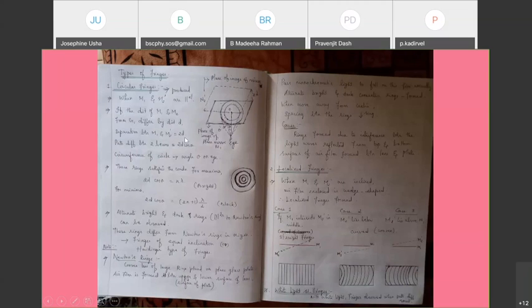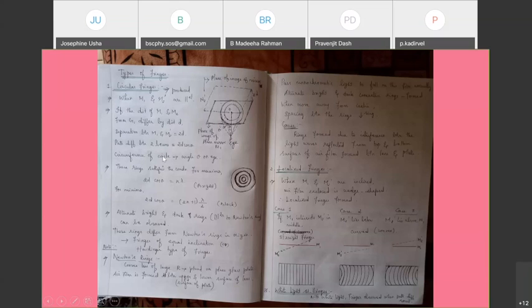In some books it is given as 2t, right? Here it is given as 2d. The air film between the virtual images of M1 and M2, the space between these two, is 2d, or the separation. Now the path difference between the two beams is 2d cos theta, which we know already.